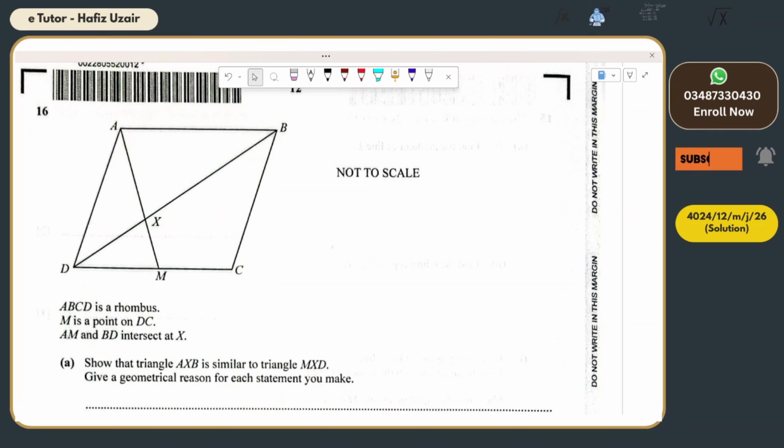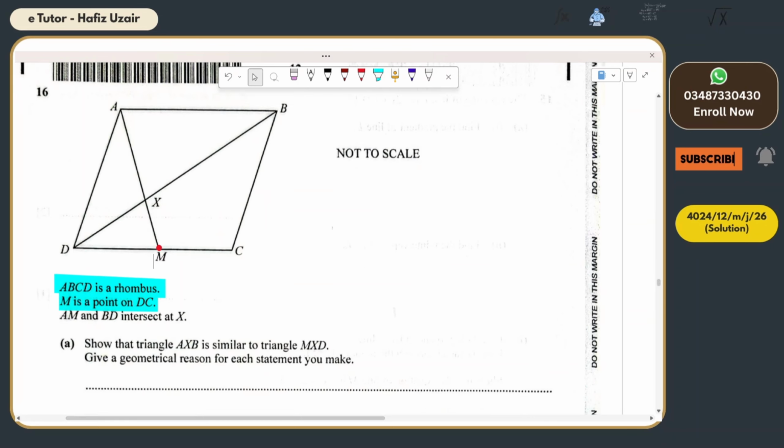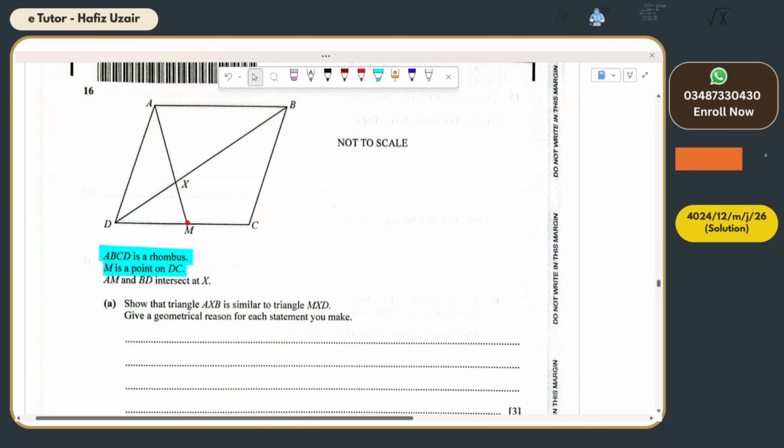Let's move to question number 16. All right, ABCD is a rhombus. So this shape ABCD is a rhombus. Now M is the midpoint on DC. So this point is actually the midpoint of DC. AM and BD intersect at X. Show that triangle AXB is similar to triangle MXD. Now give the geometrical reason for each statement you make.